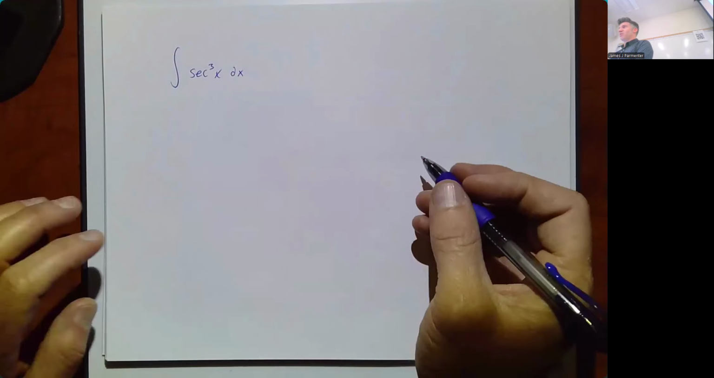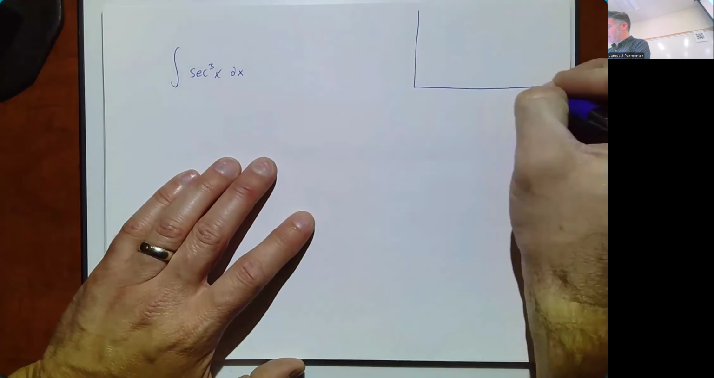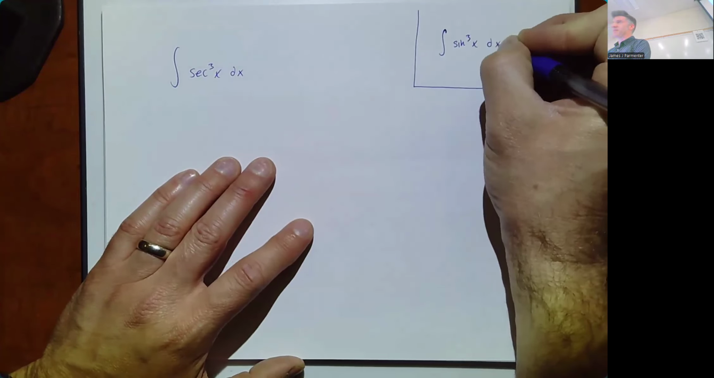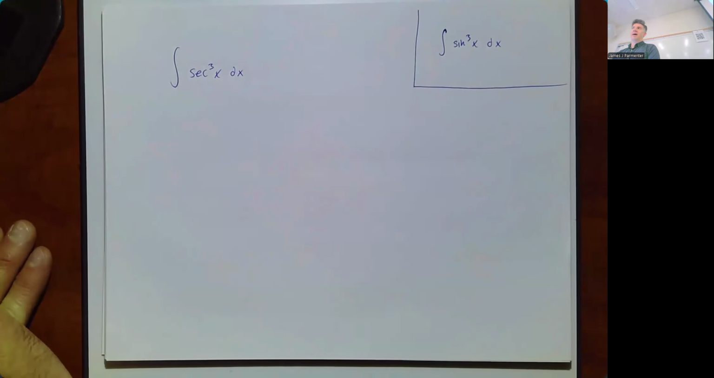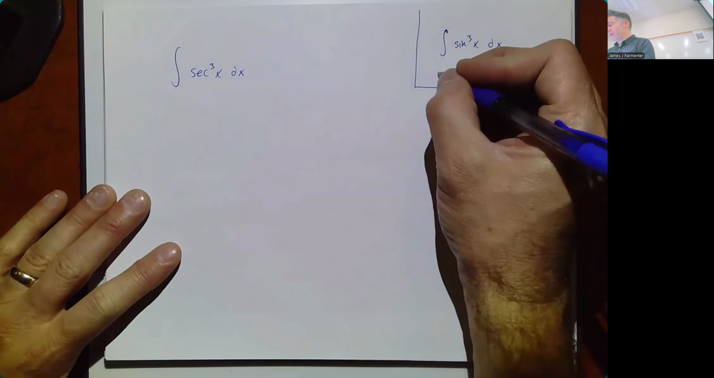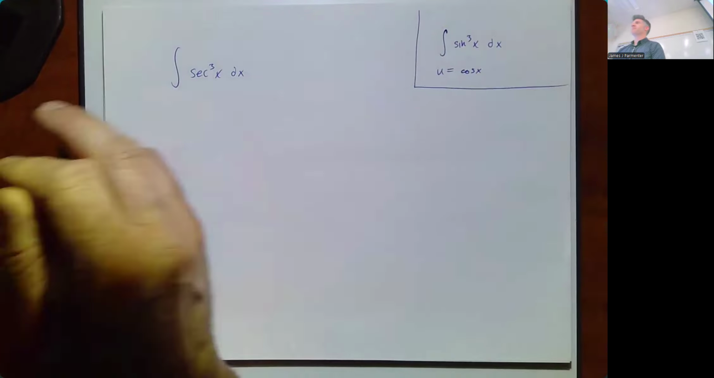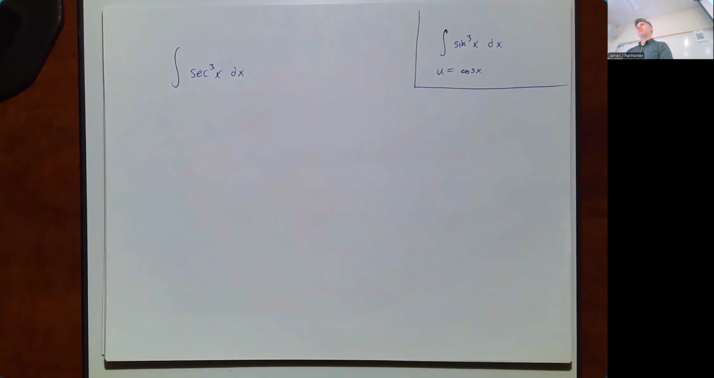I'll point out, you can also apply this logic when trying to integrate something like sine cubed x dx. I would definitely do a u sub here. We might come back to this. You would definitely let u equal cosine. We'll come back to that one.